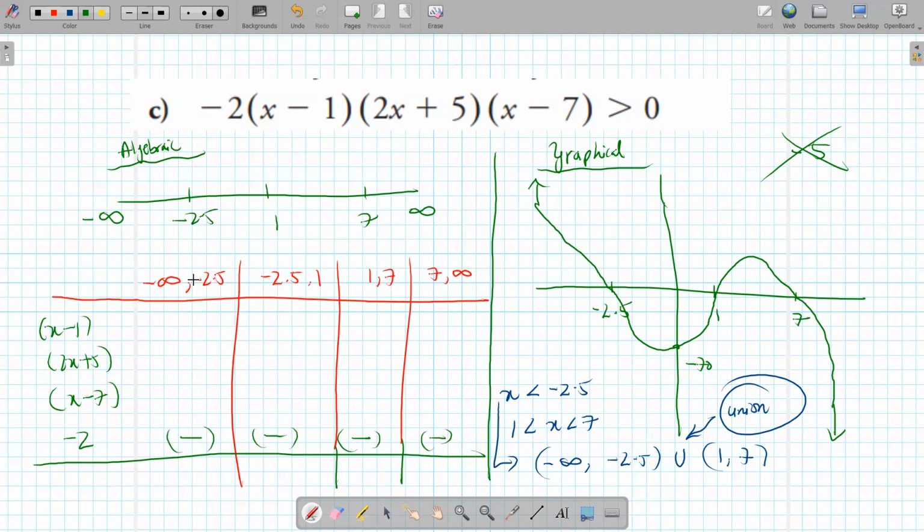Then we pick a number and plug it in as x. For this one, I'm going to plug in negative 10. Negative 10 minus 1 is negative, 2 times negative 10 is negative, plus 5 is negative. Everything is negative. What do 4 negative signs make? Positive, exactly.